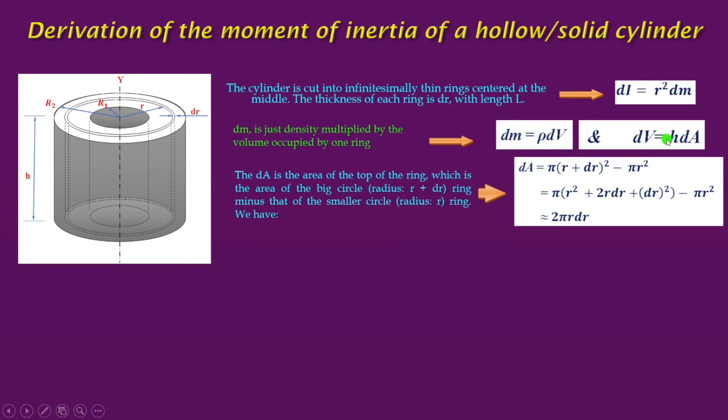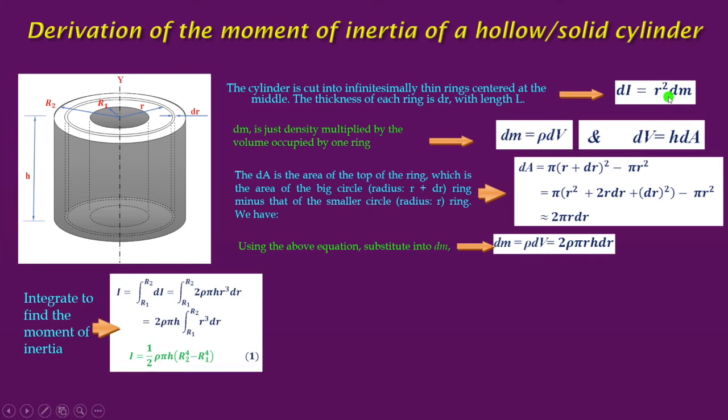Substitute this value of dA here in this equation and substitute in the dm. Then what we are getting: dm equals rho dV equals 2 rho pi r h dr. See now, this mass is a function of radius r, and rho, pi, h are all constants. So substitute the value of this dm here in this equation and integrate.